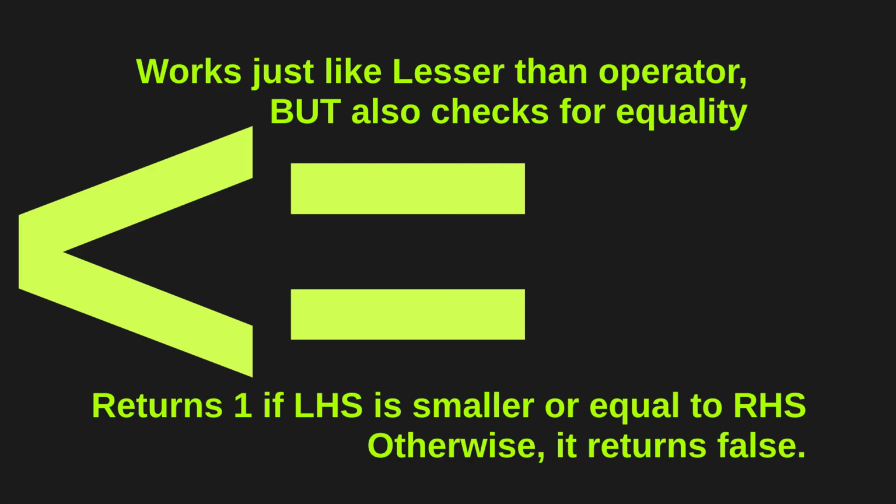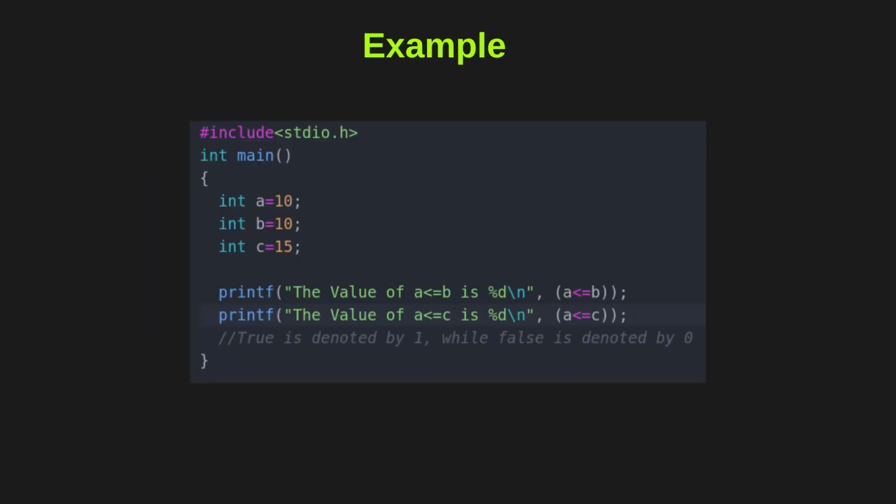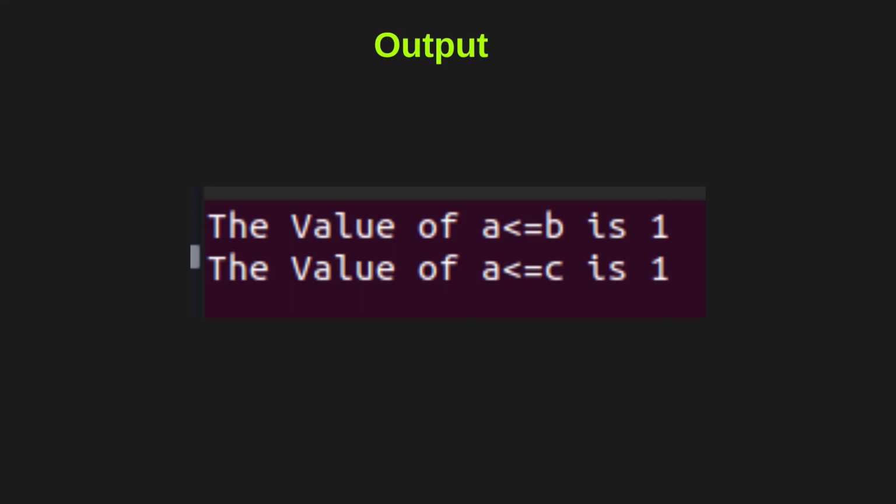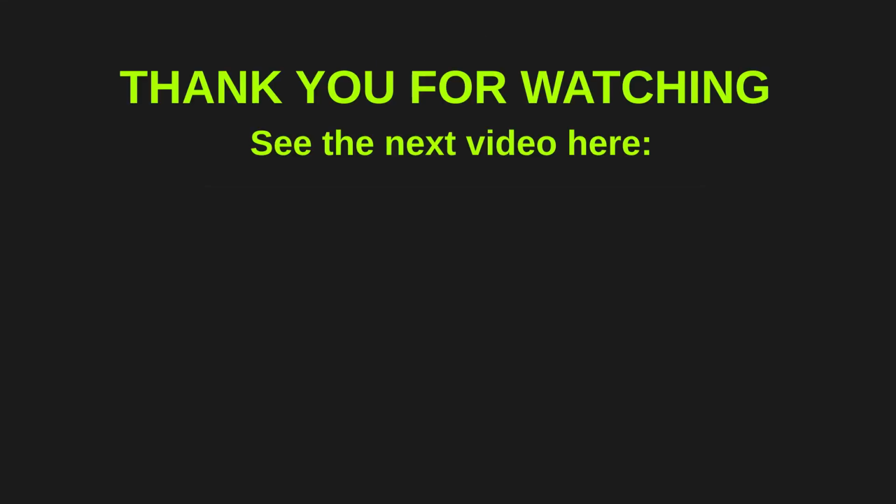The lesser than or equal to operator checks whether the left operand is either lesser than or equal to the right operand. If that's the case, it returns true, otherwise false. In this example, the values are the same: a is 10, b is 10 and c is 15. Since a is not less than b but it is equal to b, the value of a less than or equal to b should be 1. Whereas the value of a less than or equal to c should also be 1 because c is 15, which is greater than a. We'll see the remaining types of operators in another video.